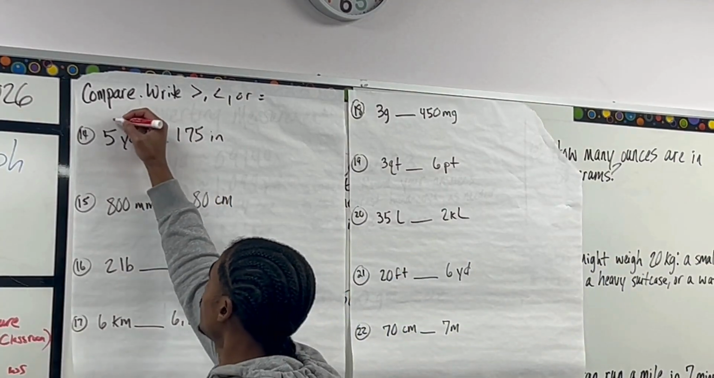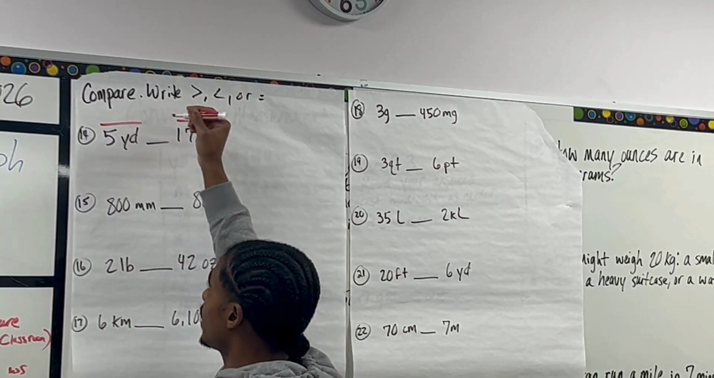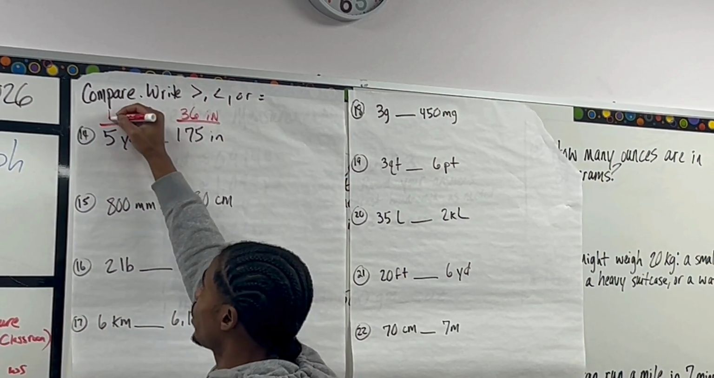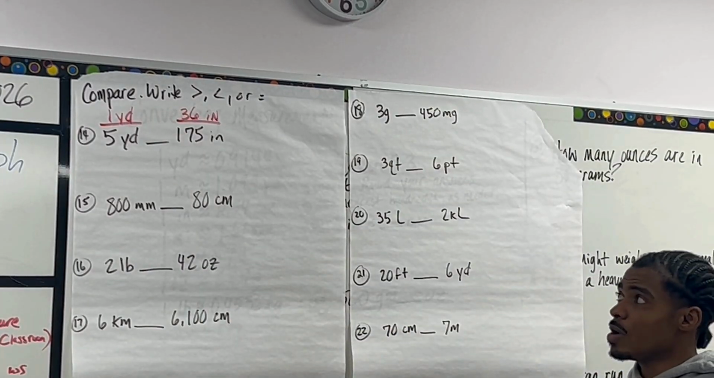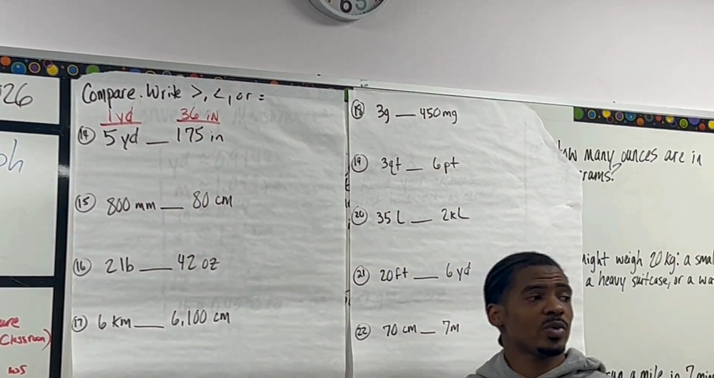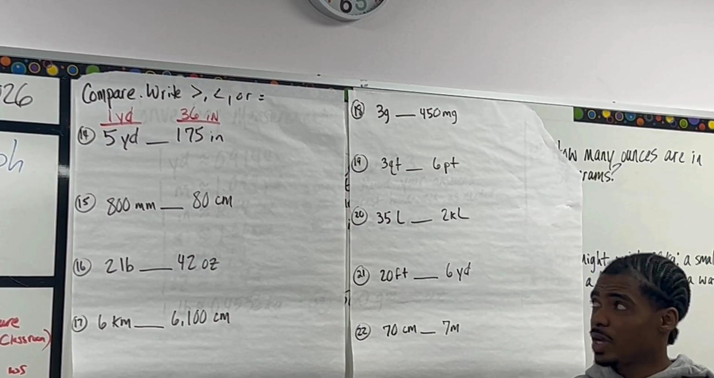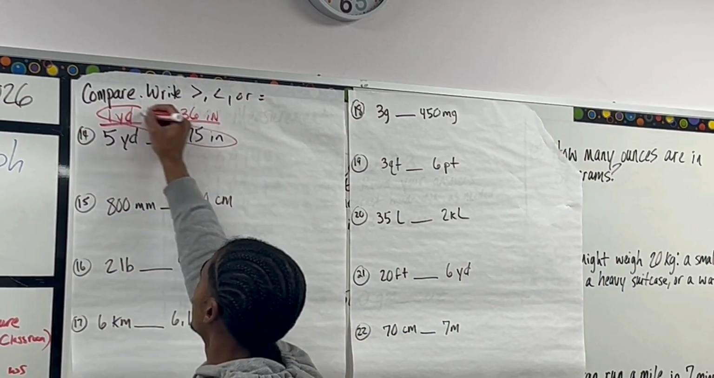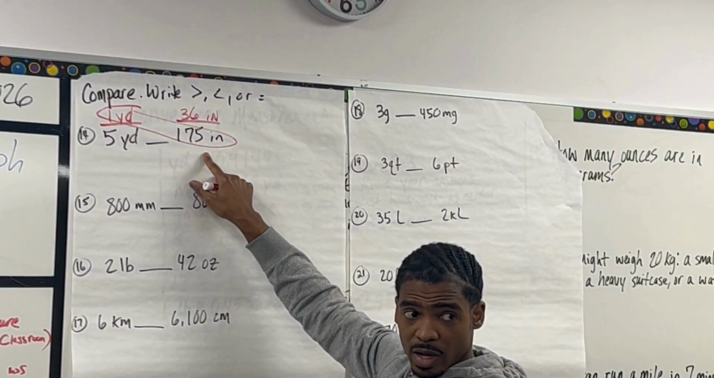So we said that there are 36 inches in 1 yard, right? Okay, so I set up a proportion. Yes, this says yard, yes, this side says inches, but when we set up our proportion like this, we're dealing in inches. So first thing we're going to do, we're going to cross multiply here. Now that's 1 yard, 175 inches.